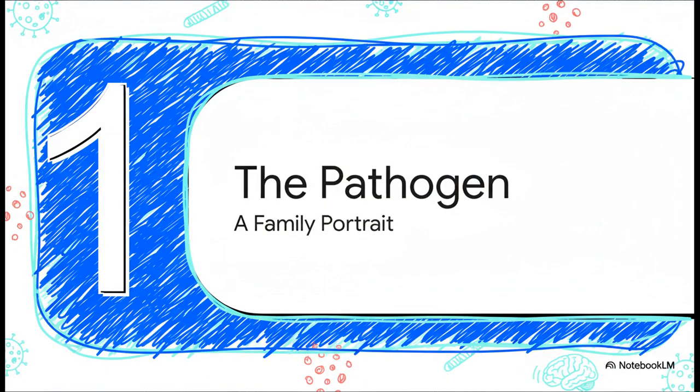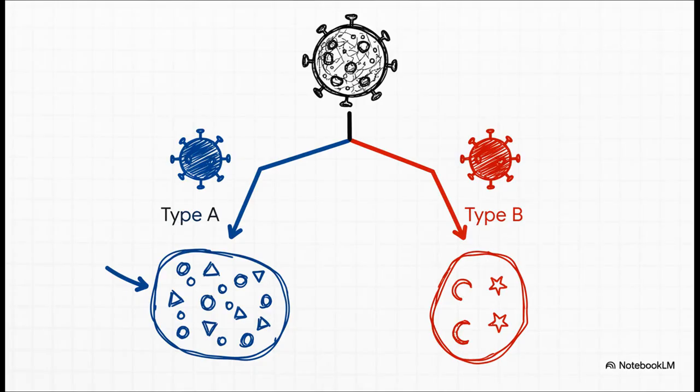Okay, so to really get a handle on this, we've got to go back to square one. Let's get to know the pathogen itself. So, human herpes virus 6 belongs to the Roseolovirus genus. But, and this is a big but, it's not just one thing. It's actually split into two totally distinct species, human herpes virus 6A and human herpes virus 6B. And this isn't just a minor difference.